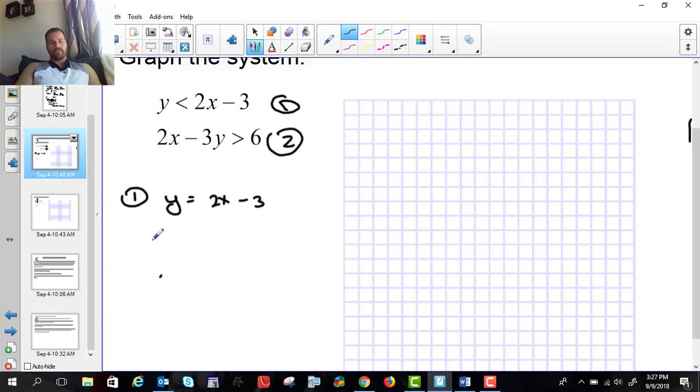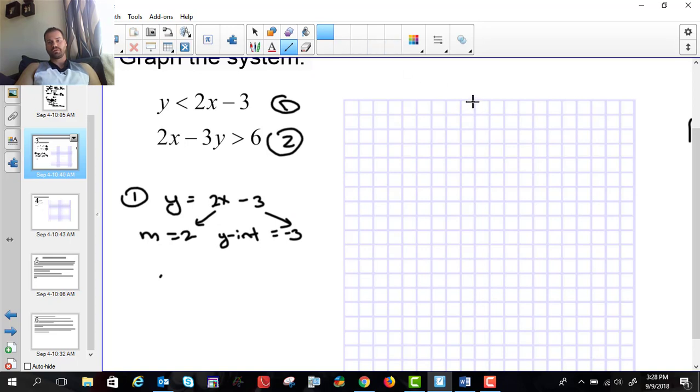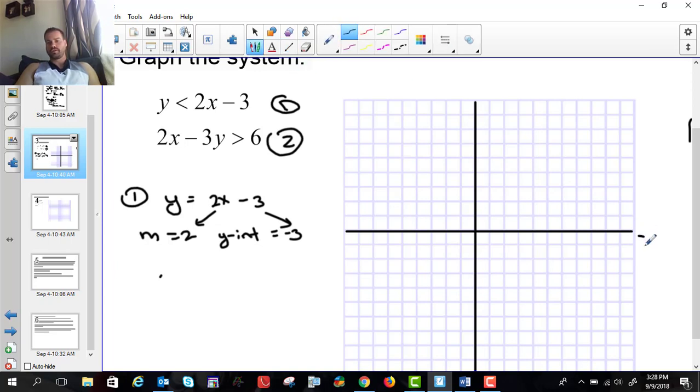So in order to do that, we know the slope from this is 2. That's from right here. And then the y-intercept is minus 3, and that's from right here. So what we're going to do is get a little grid. We're going to put an axis on that grid. So I'm going to go like this and like this, and then we're going to label our x-axis here and our y-axis here.